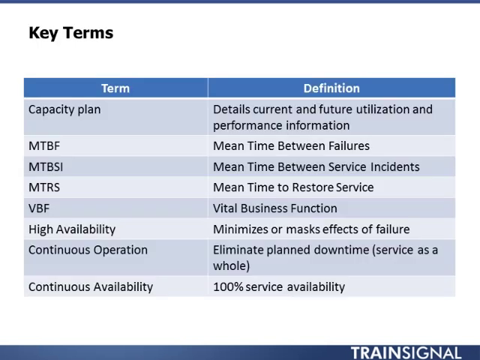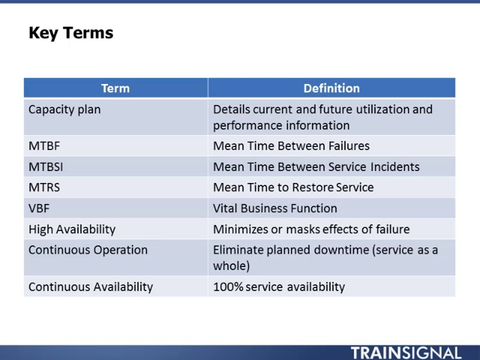So let's review some terminology. We talked about the capacity plan, providing details of the current and future utilization and performance requirements of a service. We talked about mean time between failure, mean time between service or system incidents, mean time to restore service. These are all components or calculations we covered within the availability management process.